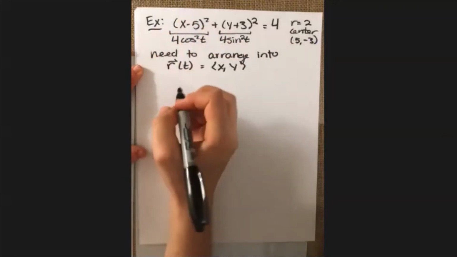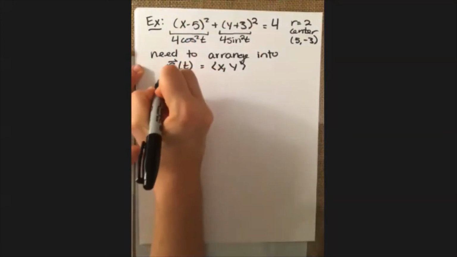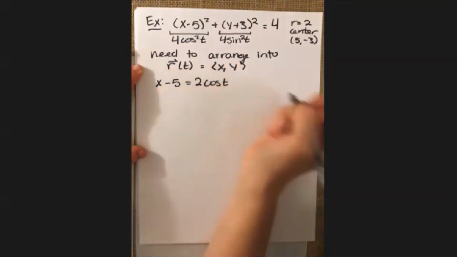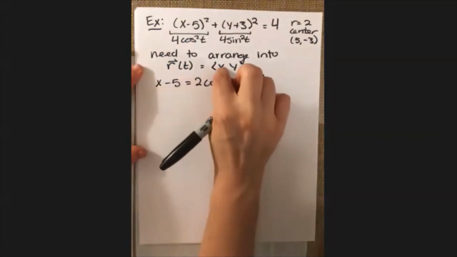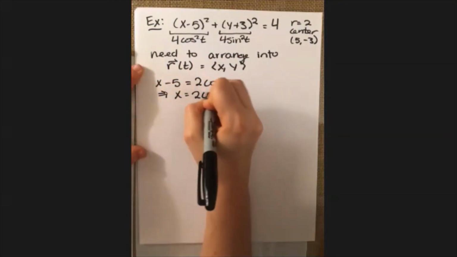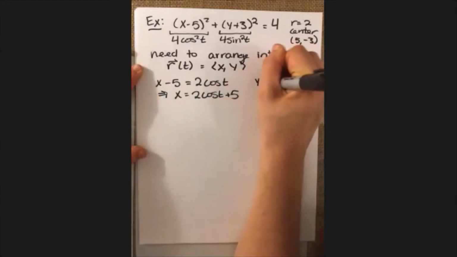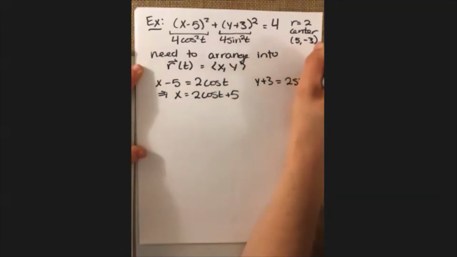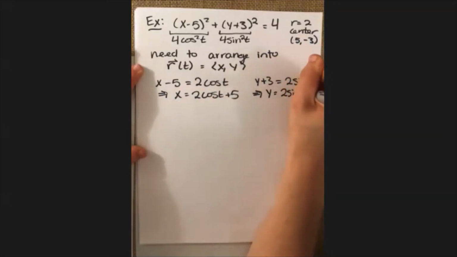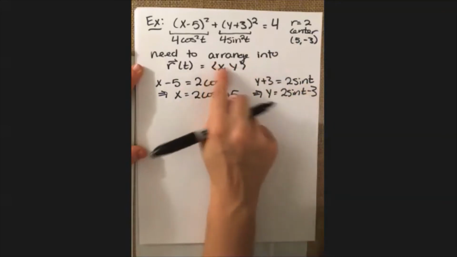So looking at this piece here, if we get rid of the squares on both of these two terms, x minus 5 has to be equal to 2 cosine t. And then we can solve for x, so we know what to put in here. X has to be equal to 2 cosine t plus 5. And then similarly, we have y plus 3 is equal to 2 sine of t. So then y has to be equal to 2 sine of t minus 3. So then these two things right here are going to be what goes in for our x and our y components.